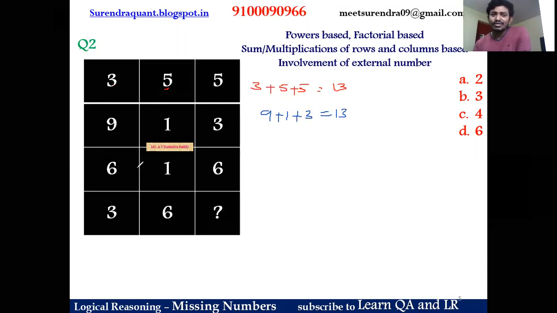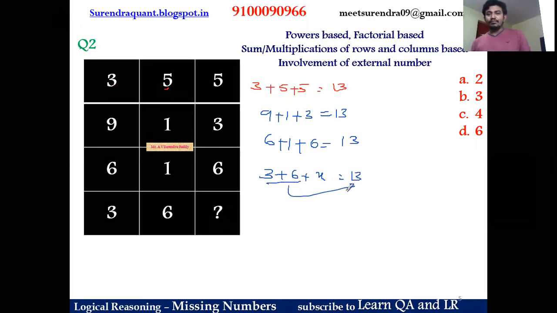Think about the third row: 6 plus 1 plus 6. Even that is 13, right? The idea is very evident that the sum of the numbers in each row is equal to 13. So now, to have that sum as 13, 3 plus 6 plus some x in place of the question mark, taking x, and that sum is 13. So 3 plus 6 is 9. If 9 goes to the other side, 13 minus 9 is 4. So the missing term is 4.